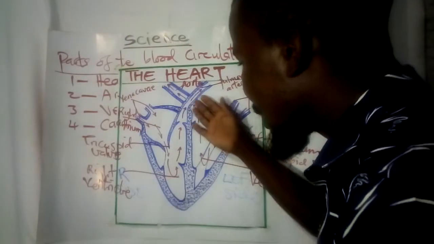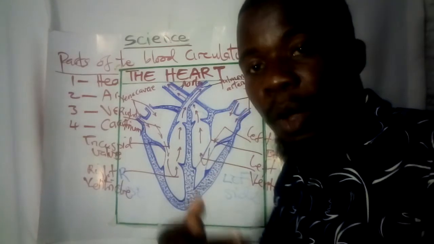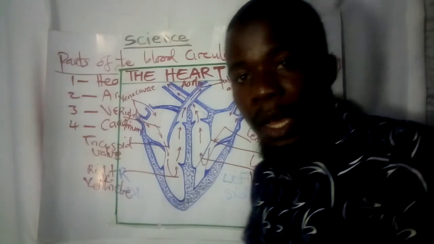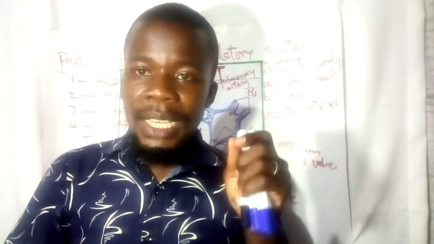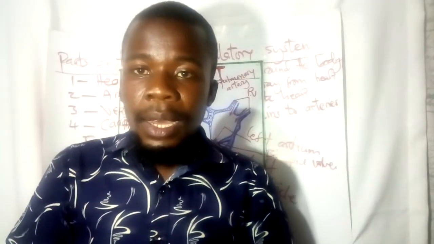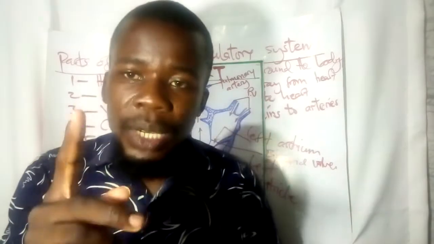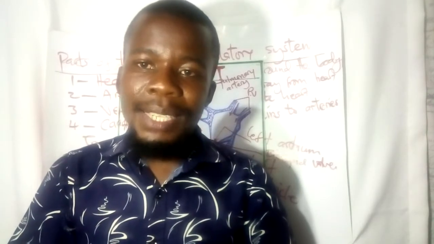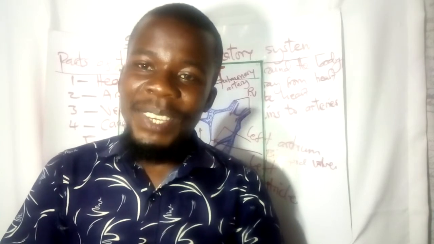Remember, this is the structure of the heart, and we've seen how the heart works. We've seen the parts of the heart. All right? Thank you. I remember one time at PSLC, they asked, mention any two things that happen as the blood circulates around the body. Mention any two things that happen as blood circulates around the body. You can answer that?